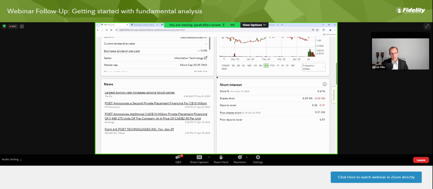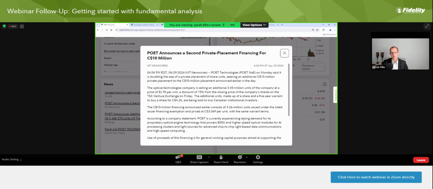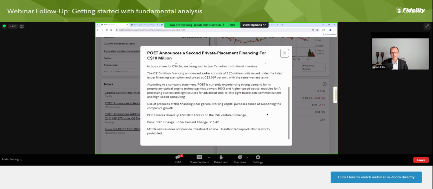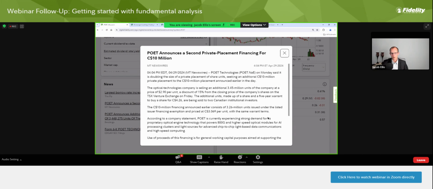As I scroll down just a little ways, here is where we've got our news page. I'm on the overview, and here's where we've got the news specific to this firm. MT Newswires produces a lot of really quick summaries of things that are happening out there that are likely to affect stock prices. In this case, it's just giving us an update that there is a private placement financing for $10 million.